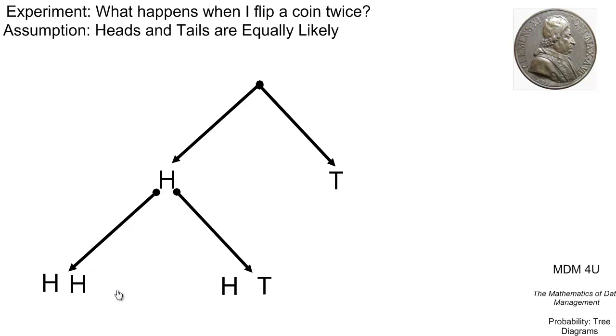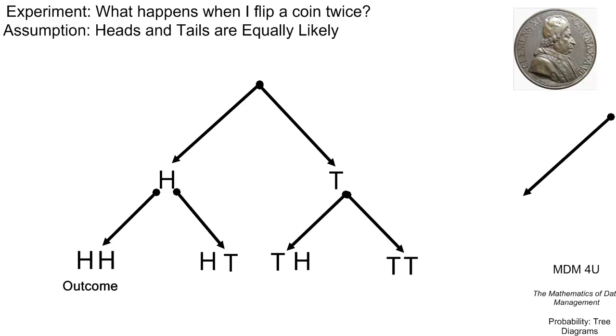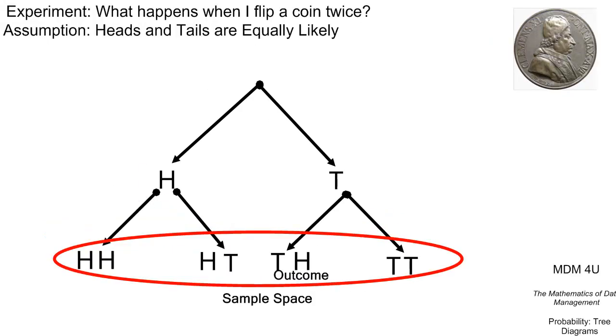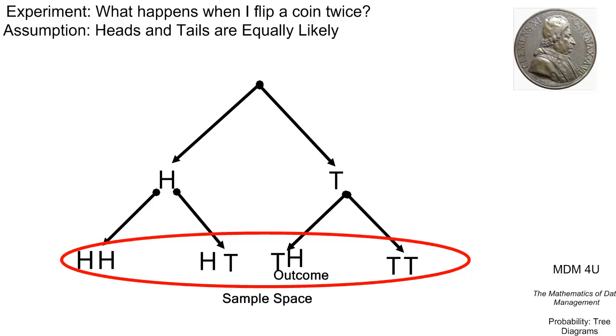Okay, now we're going to work down the other branch of the tree, and it's going to look like this. Now you'll notice that each of these is a possible outcome, and so in each case this is an outcome. Now all of these possible outcomes taken together are referred to as my sample space, and so all of the outcomes make up my sample space. Now each of these is a possible outcome of our experiment. If we look at everything that could happen, that represents our sample space.